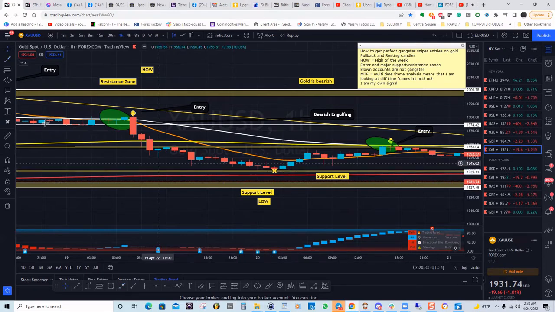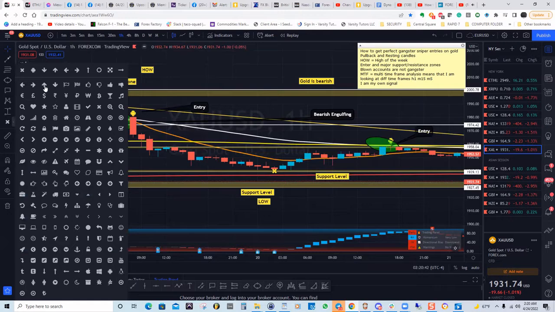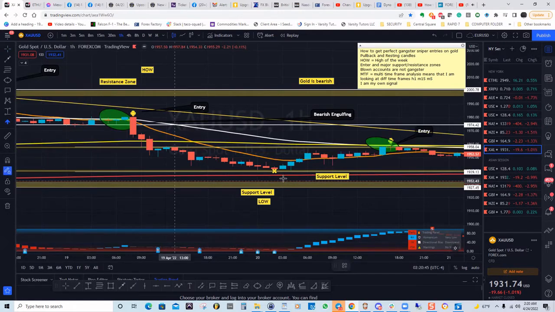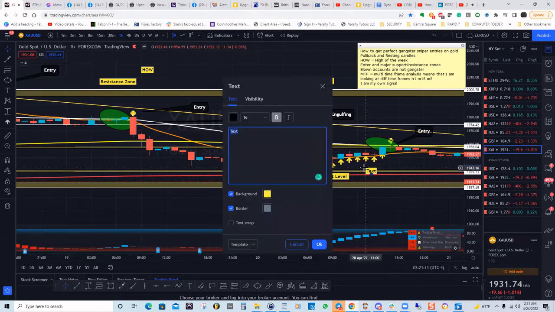Actually, let's do it here. These are pullback candles. 1, 2, 3, 4, 5, 6, 7, 8, 9, 10, 11, 12, 13, then it reversed. 13 pullback candles, then it reversed. Let's write that in there real quick. That's pullback candles. 13 PB candles.